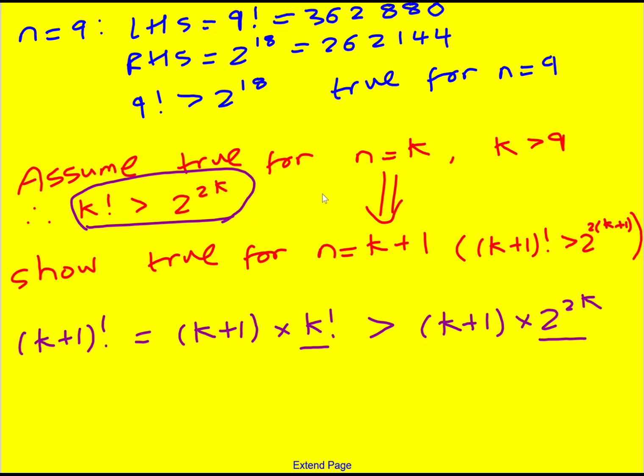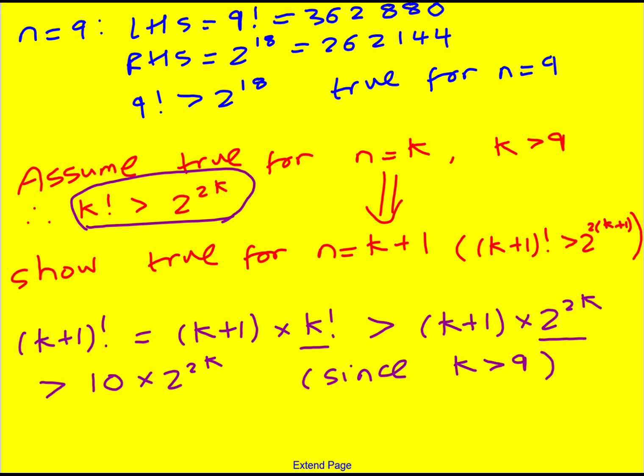Now remember, k is greater than 9. So I know that this is going to be greater than 10. I mean, I could have said that it's greater or equal to 9, but I don't need to do that actually, because I've already shown it's true for n equals 9. So it's okay to do this. If you end up putting a 9 here instead, it's absolutely fine. But this is going to be greater than 10 times 2 to the 2k. I'm just going to write in brackets since k is greater than 9.